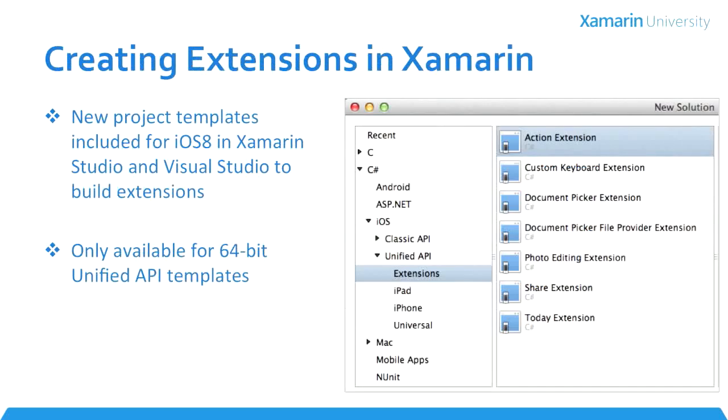So I want to first talk about creating extensions. Xamarin already has support in our framework for building extensions in C#. So we have new project types. These are available in Xamarin Studio and Visual Studio. Keep in mind though, it's only supported in the 64-bit unified API. And hopefully you've seen that in the templates already. We have that unified API section. That's where you're going to find the extension project templates.